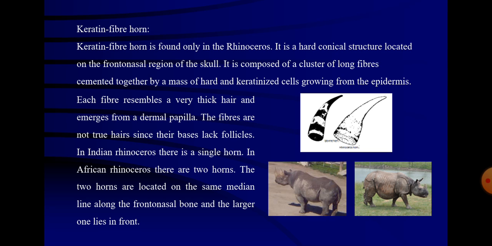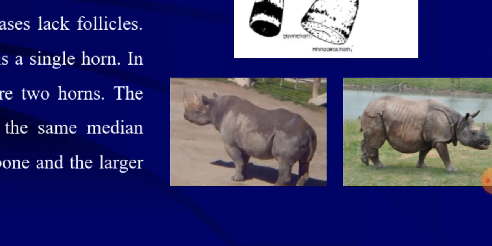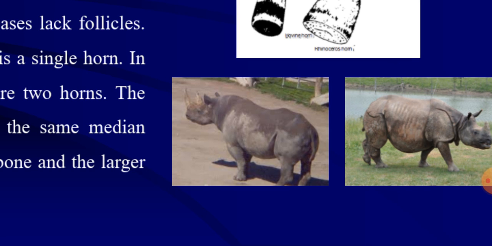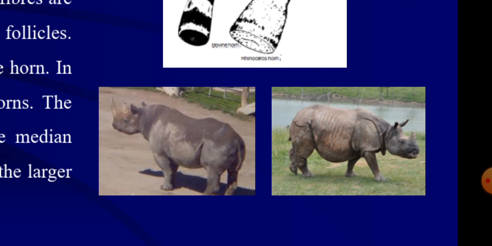The fibers are not true hairs since their bases lack follicles. The Indian rhinoceros has a single horn, whereas African rhinoceros have two horns. The two horns are located on the same median line along the frontonasal bone, and the larger one lies in front. Here you can see the two horns on the African rhinoceros, and this is the Indian rhinoceros.